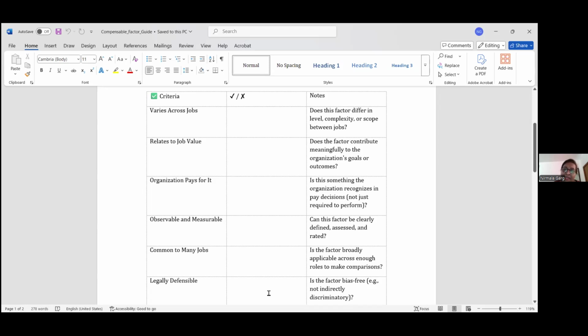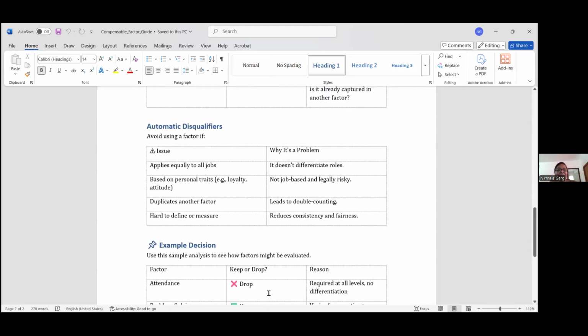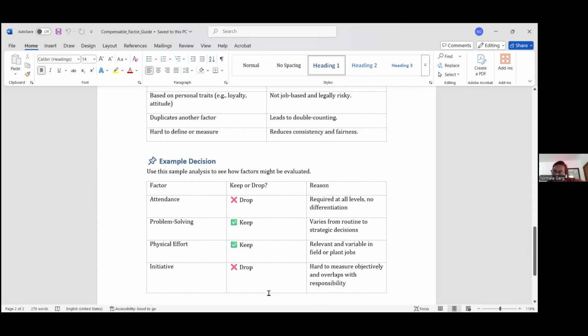But by and large, generally, the common compensable factors are what? Education, experience, technical skills, span of control, creativity, etc. What can't be a compensable factor? I've also written it. Attendance. Can it be a compensable factor? No, absolutely right. It is required at all levels, but there is no differentiation. Is there differentiation? That's the key for the compensable factor.